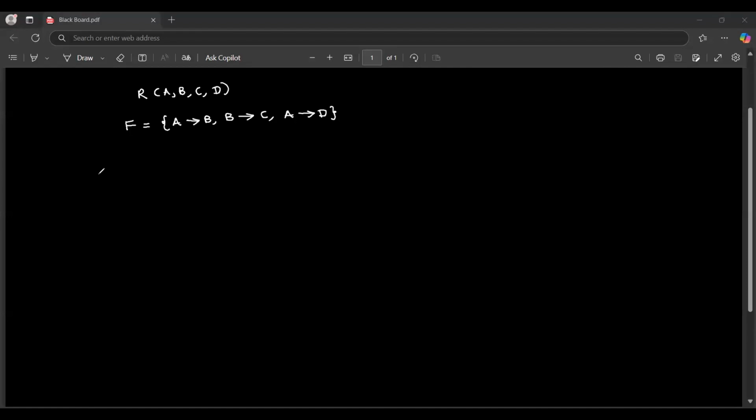Now let's do this question. So we always start with step 1. Step 1 being everything functionally determines everything. So A, B, C, D functionally determines A, B, C, D. Now let's check the functional dependencies.